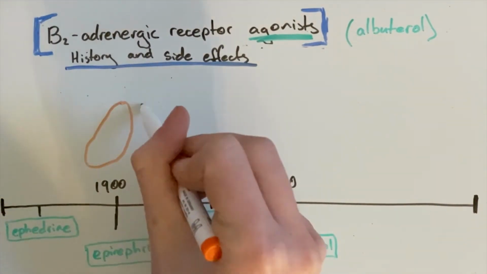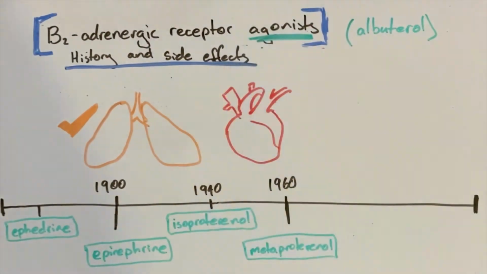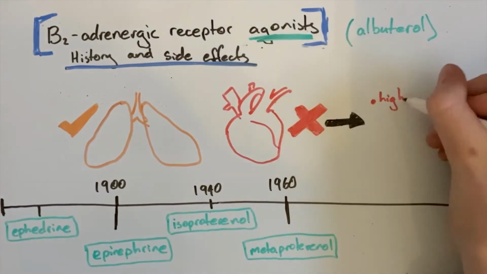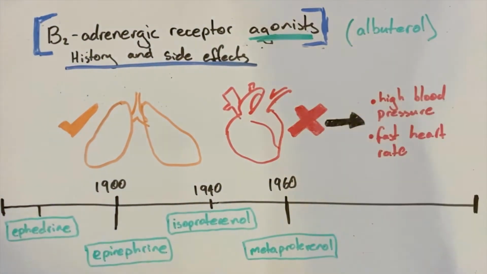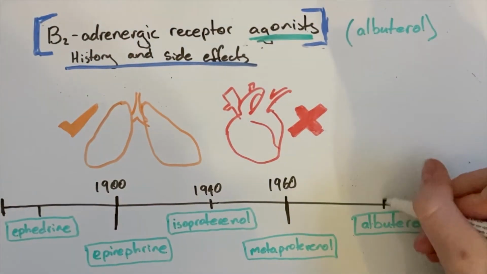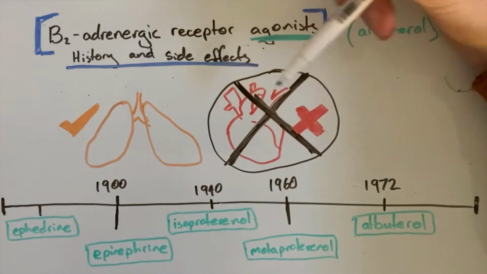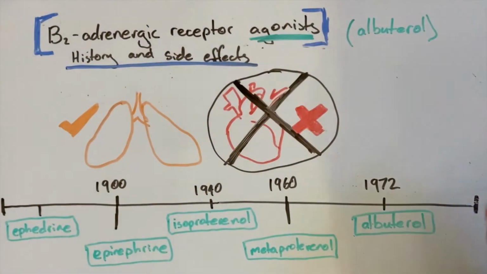Unfortunately, while all of these agonists were effective in bronchodilation, they were non-selective, meaning that they target the beta-adrenergic receptors in both the lungs and the heart. This caused hypertension and tachycardia and predisposed patients to cardiac arrhythmias. In 1972, a British pharmacologist discovered albuterol, which is selective for only beta-2 adrenergic receptors in the lungs, and this soon became the leading beta-2 adrenergic receptor agonist.